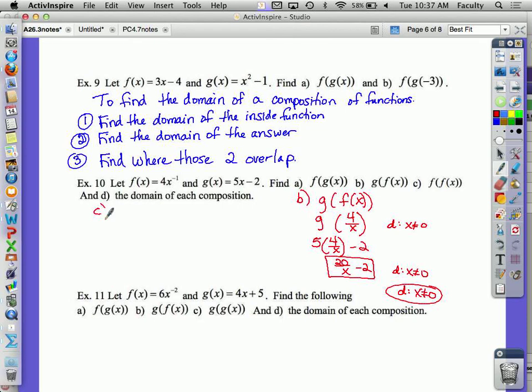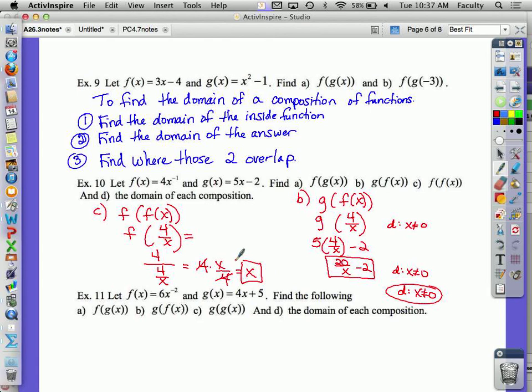All right, letter C. I need f of f of x. So this would be f of 4 over x. Now the outside function is f. And this is saying take 4 divided by the input. Well, then you can see a connection to dividing by fractions. Same as multiplying by the reciprocal. So my answer is x.